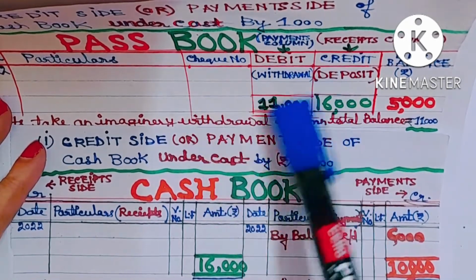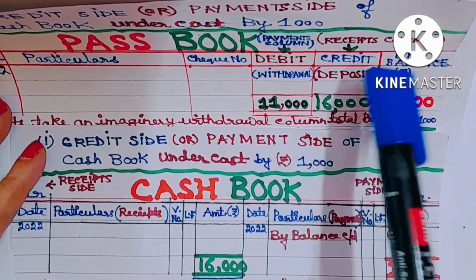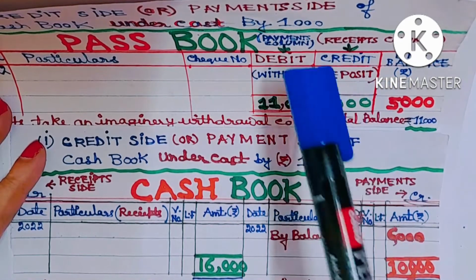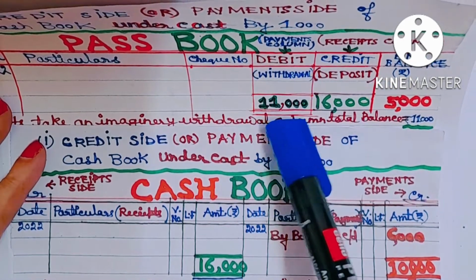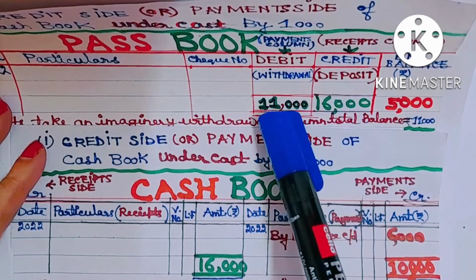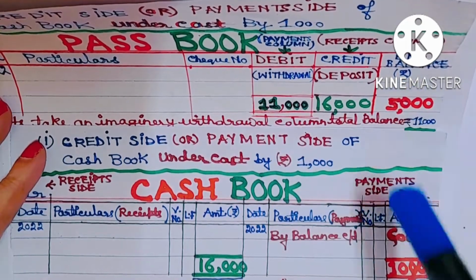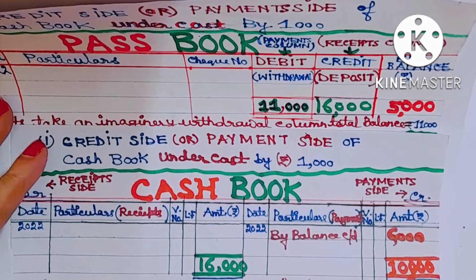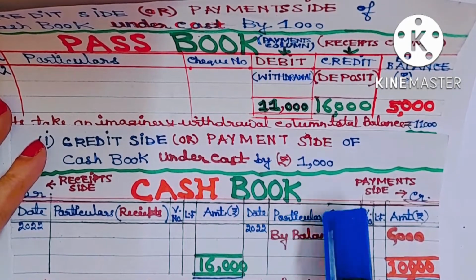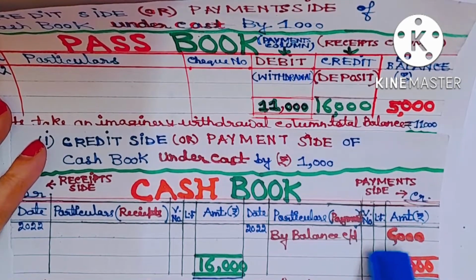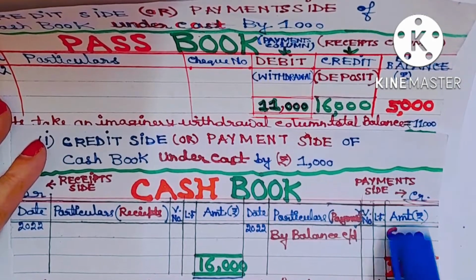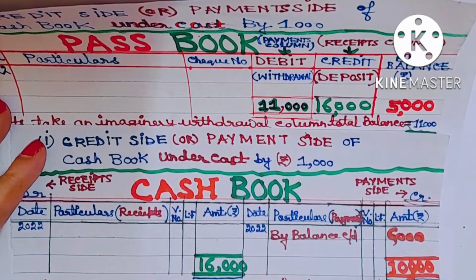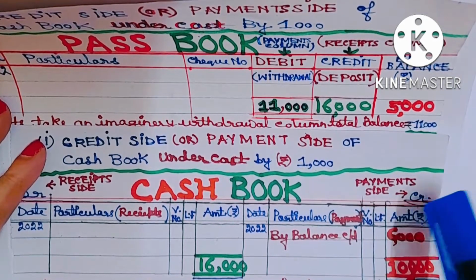What is the passbook balance? 16,000 is the deposit column minus the withdrawal column, 11,000. So 16,000 minus 11,000 is 5,000. The passbook balance should be equal to the cash book balance. But here, the cash book balance is not equal to the passbook balance. Why? Because the credit side or payment side of the cash book has been undercast by 1,000. This is a totaling error. This is a type of totaling error.